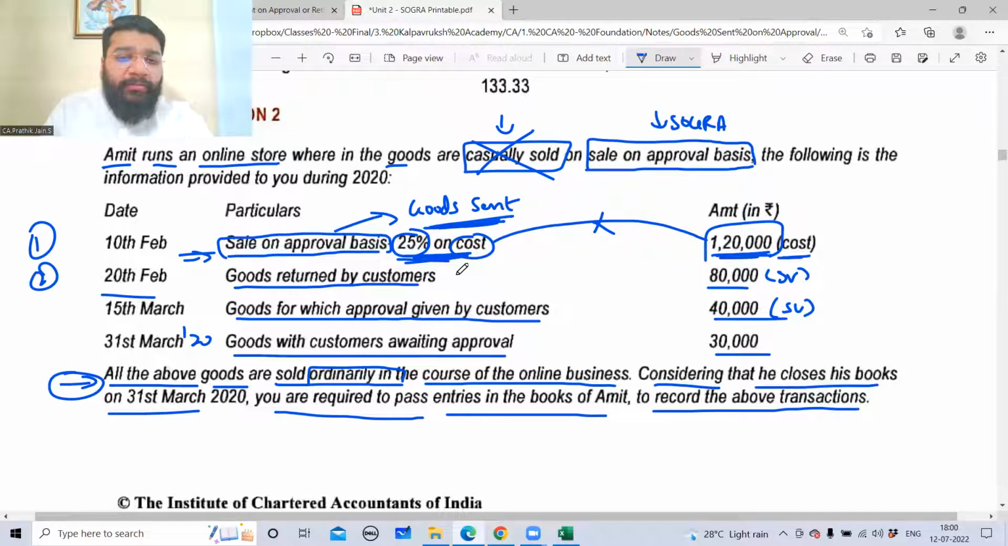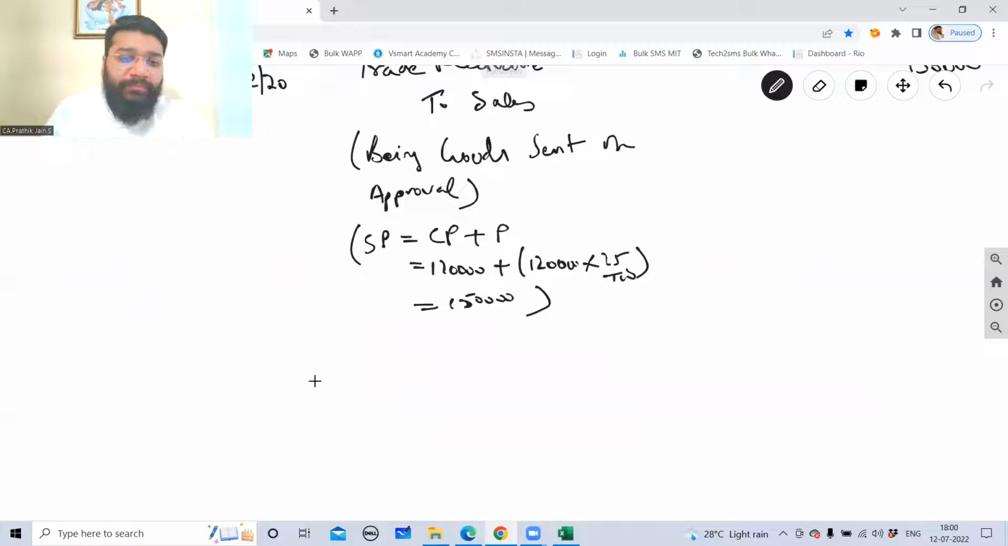Here 2 accounts are affected. One is the sales account, in other words the sales return account. Another is the trade receivable account. Sales is a credit balance. Being a credit balance, to increase my sales, I'll give a credit. To decrease my sales, I'll give a debit. So here my sales is increasing or decreasing? It is decreasing because it is a return. So decrease of sales means debit sales return.